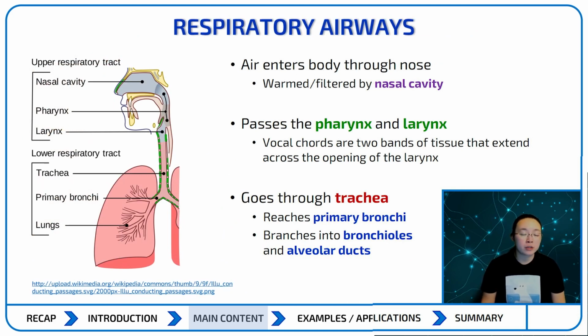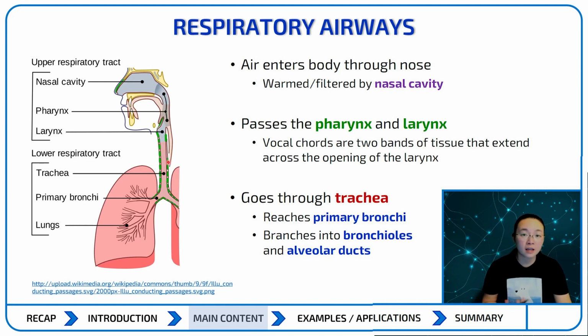So looking at the respiratory airways, air is going to enter your body through your nose or your mouth. It's going to be warmed by your nasal cavity over here or the back of your throat. Once it goes down here, it passes through the pharynx and the larynx. And the vocal cords are two bands of tissue over here that extend across the opening of your larynx. Now after that, you hit the pink part, which is where the trachea starts, and that is called the lower respiratory tract. The upper respiratory tract really has to do with the intake of air, and then once it's inside, we start with the trachea.